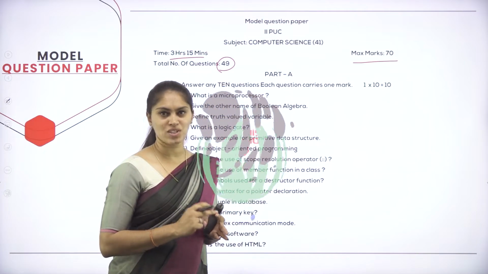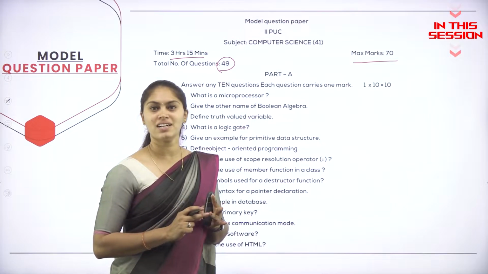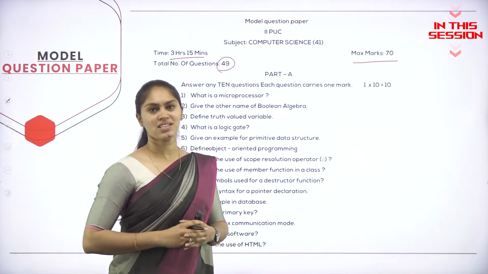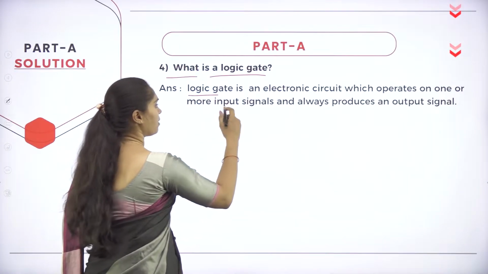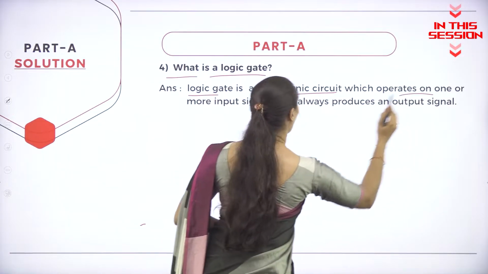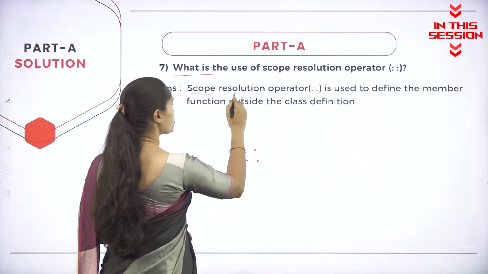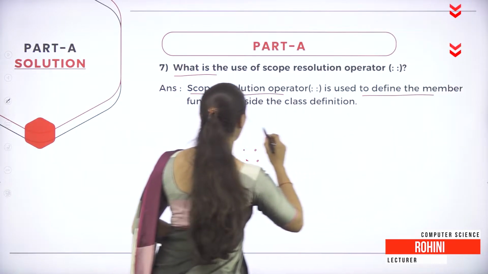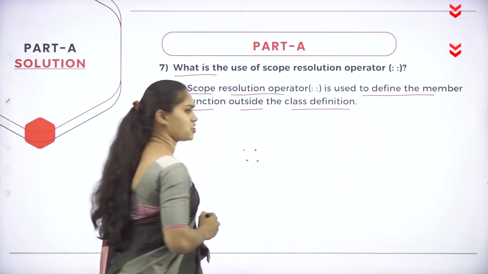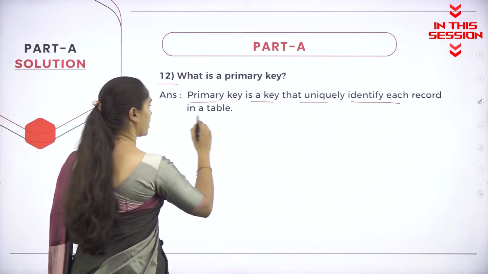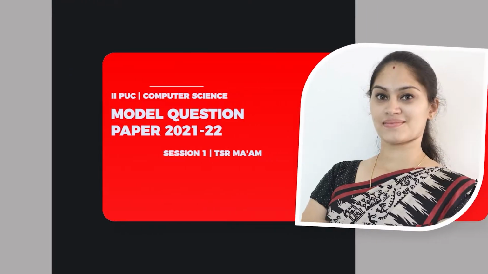Part A is a 1 mark question, Part B a 2 mark question, Part C 3 mark questions, and Part D is nothing but 5 mark questions. Logic gate is nothing but an electronic circuit which operates on one or more inputs. Scope resolution operator is used to define the member function outside the class definition. Primary key is a key that uniquely identifies each record in a table.